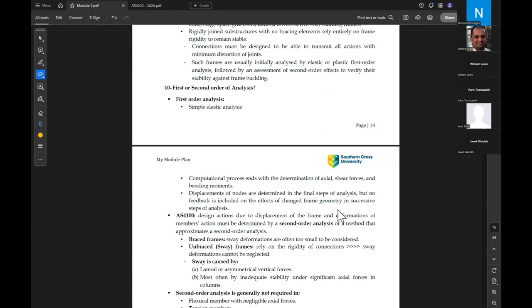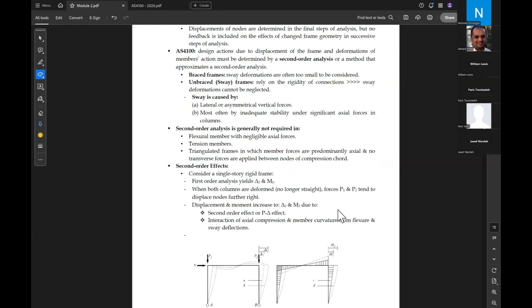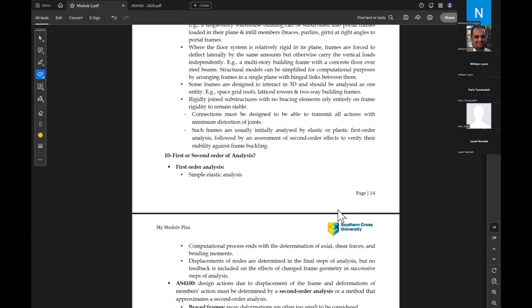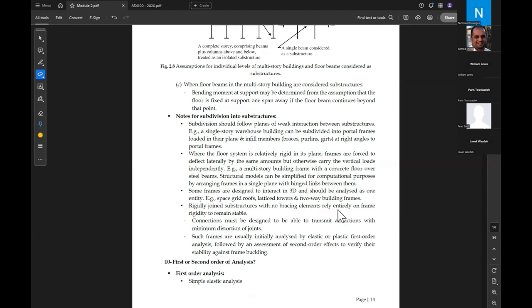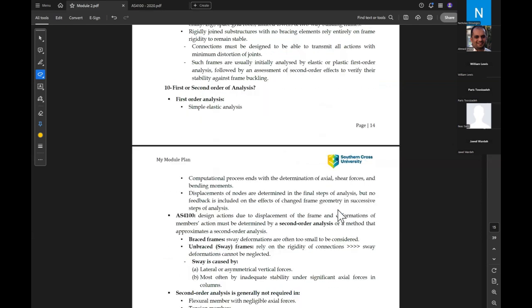Okay, so these are some requirements or regulations of the standard. You can have a look at it. Okay, and now let's jump to this point.